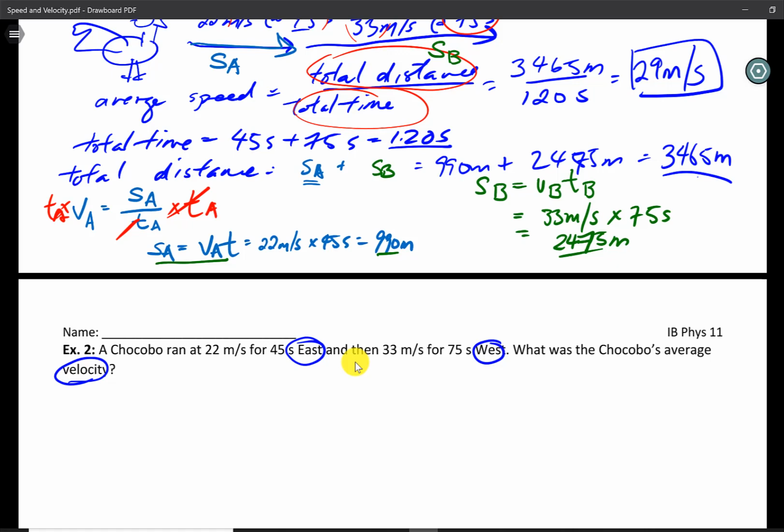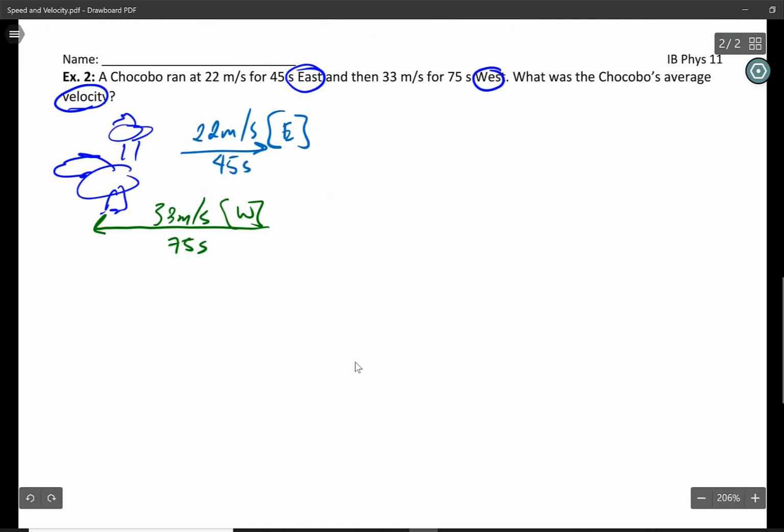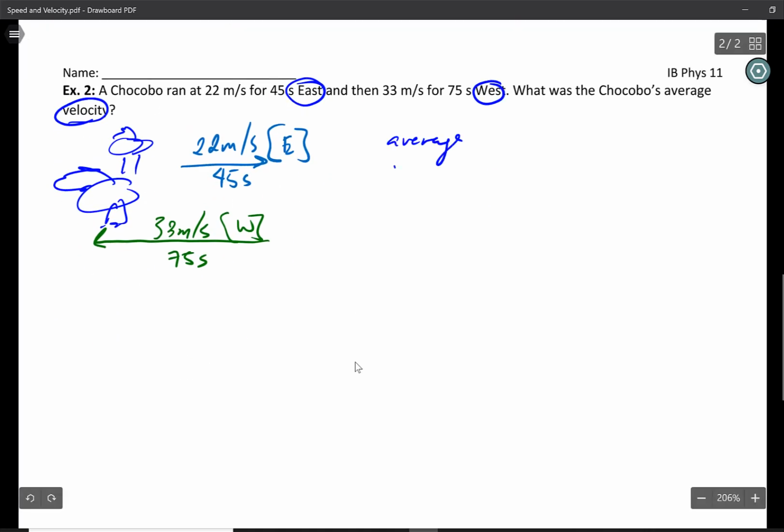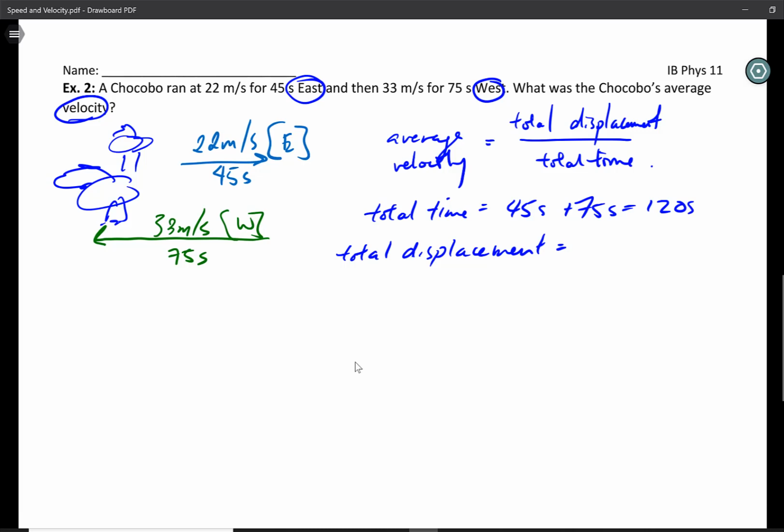Good luck. You first start with drawing a chocobo moving towards the east, 22 meters per second for 45 seconds, and backwards, west, 33 meters per second for 75 seconds. So the average velocity here is your total displacement over your total time. For the total time, we calculated in the last question 120 seconds, but for the total displacement, now we have to be careful of directions.